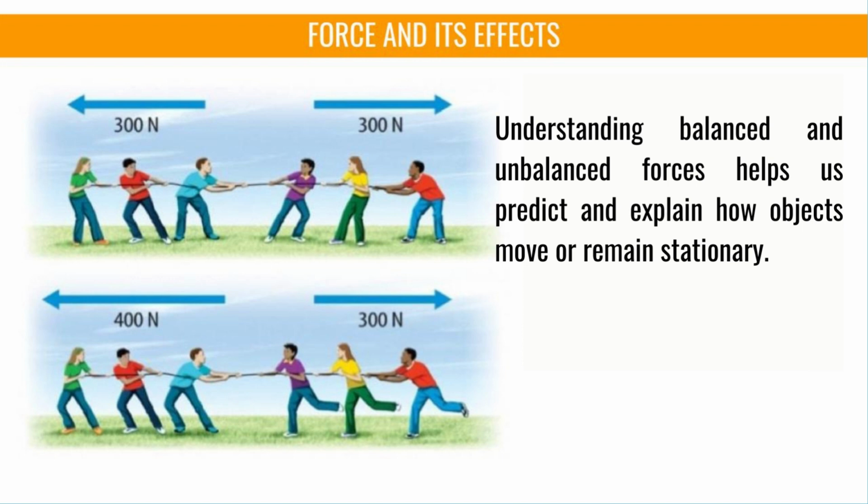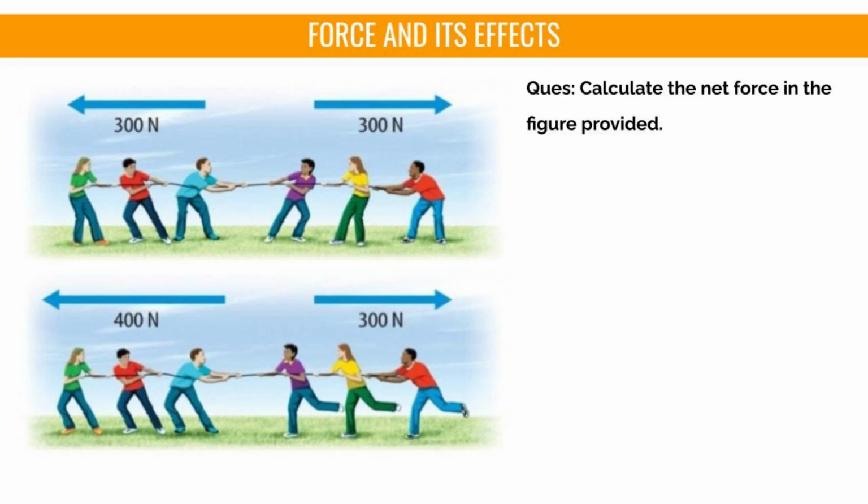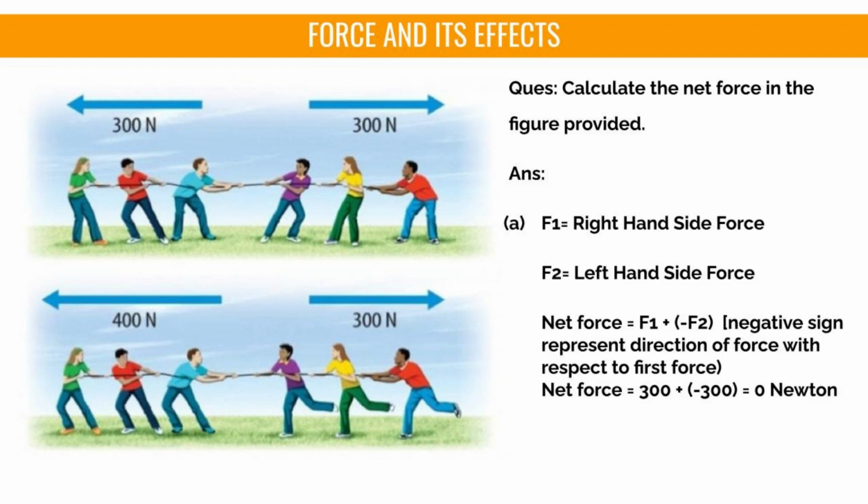Let's do some numerical practice on balanced and unbalanced forces. Calculate the net force in the figure provided. In part A, F1 equals the right-hand side force and F2 equals the left-hand side force. Net force equals F1 plus negative F2. The negative sign represents the direction of the force with respect to the first force. So, net force is 300 minus 300, which gives 0 Newton.